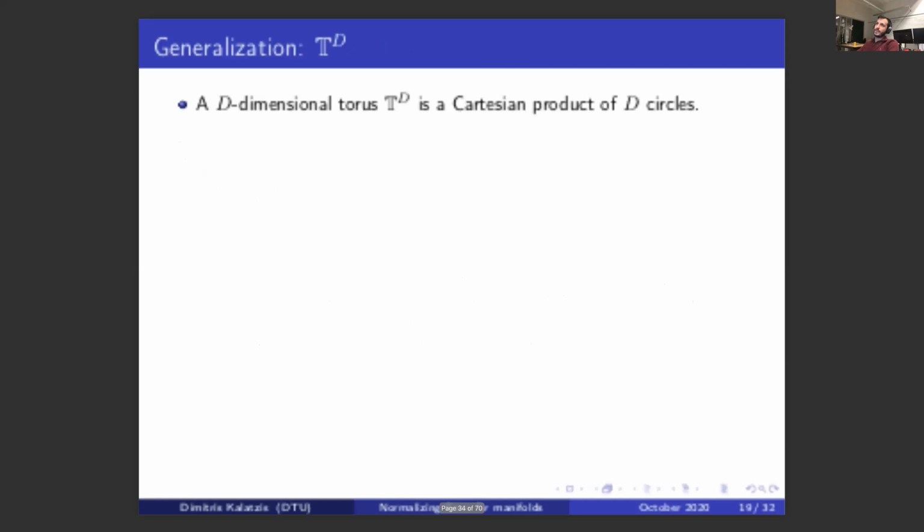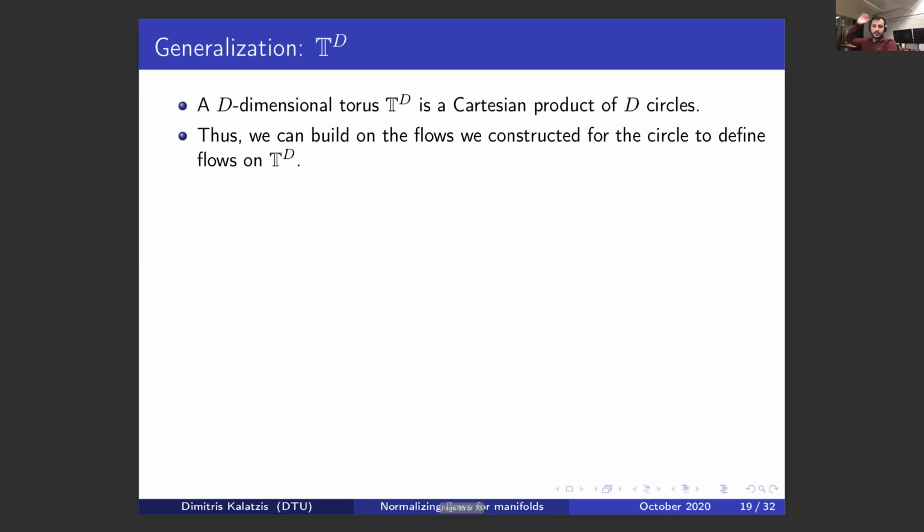We can also extend flows to products of manifolds. For example, in this case, we have the torus, which in d dimensions is a product of d circles. Resende and collaborators used the flows they defined on the circle as building blocks for defining flows on the torus.